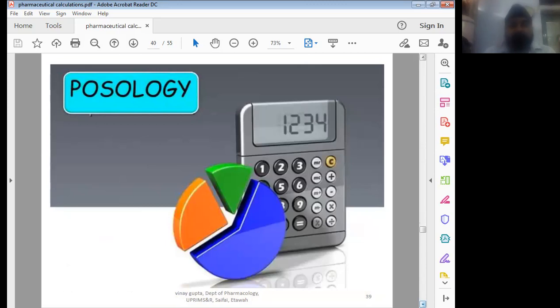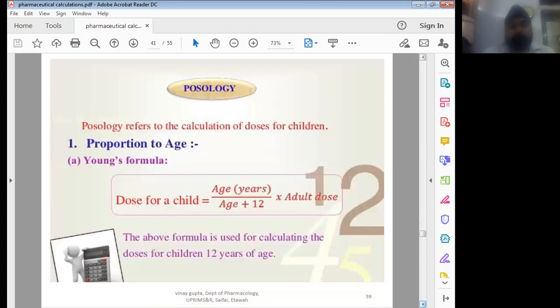Then comes posology. Posology means how to calculate the doses in children. There are different formulas available to calculate the dose of the drug which is to be given to children. First is Young formula. This is used for calculating the doses of children under 12 years of age. The formula is age in years divided by age plus 12, whole multiplied with adult dose. It will give you the dose for the child.